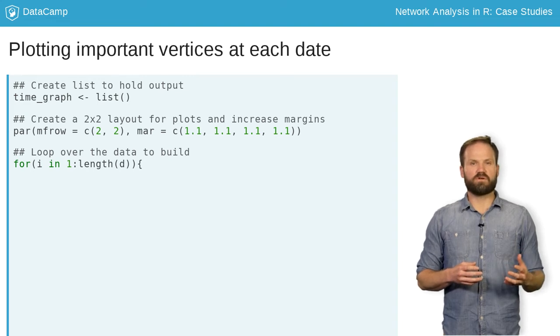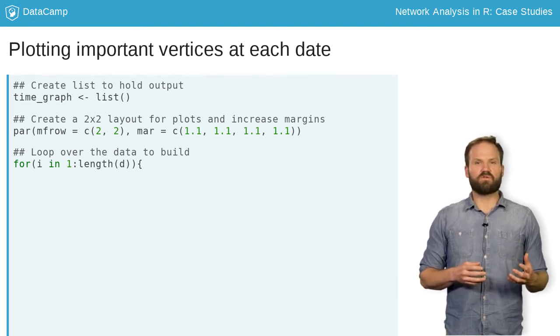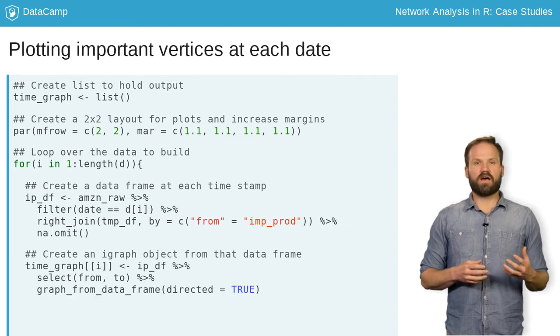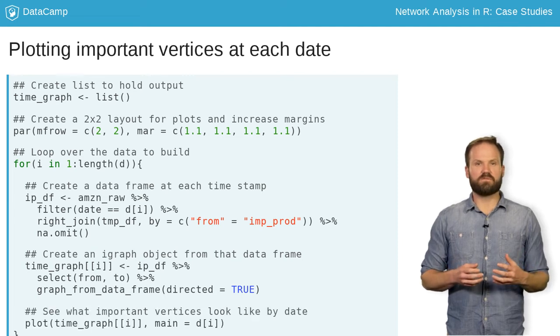Now we have to loop over each timestamp, creating a data frame of important vertices from the first timestamp. We do this by filtering the raw data by date and then joining that back onto the earlier data frame of important vertices we created. Next, we create an iGraph object and store it in a list. Lastly, we plot that graph, setting the date as the main title.